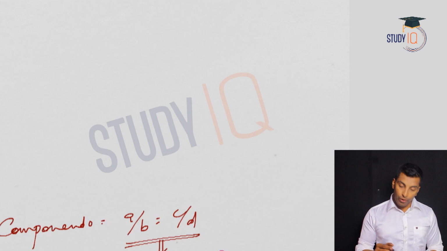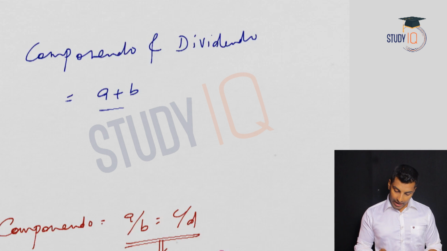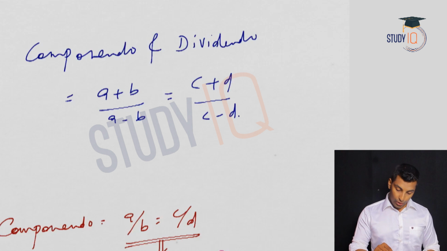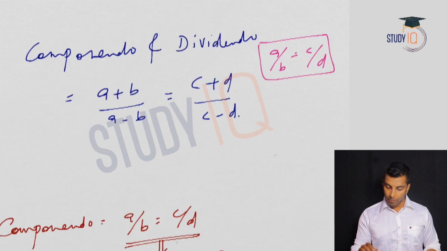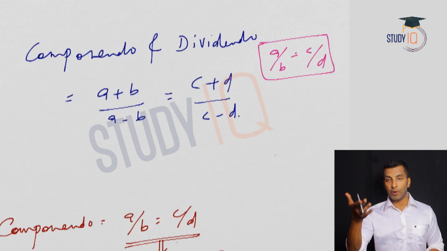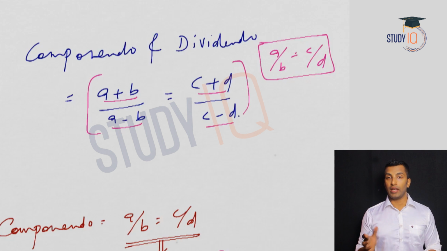Next is componendo and dividendo, both together. So it's like A plus B divided by A minus B equal to C plus D divided by C minus D. So here the condition is A by B equal to C by D. Two ratios are given, both are equal. That means four are proportional. In that case, A plus B by A minus B and C plus D by C minus D, both are equal.